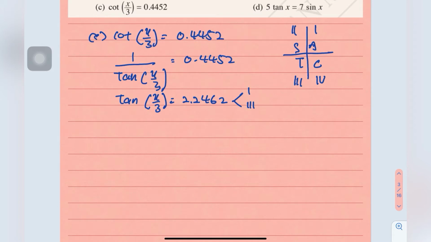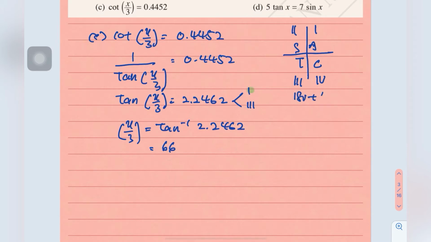So inverse tangent of 2.2462 equals 66 degrees. 66 degrees is an angle in quadrant 1. To find the angle in quadrant 3, it is 180 plus theta, which is 180 plus 66, equals 246 degrees. This is x over 3. To find x, you times everything by 3. So x equals 198 and 738.